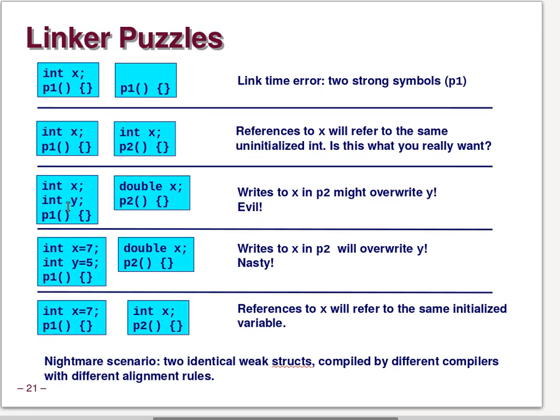All right, here's an interesting one. You have x and y and then p sub 1, and then you have x over here with a different type. Well, writes to x might overwrite y. Why is this? Well, a double is 8 and int is 4. So if you write to x, you might also be writing to y as well.